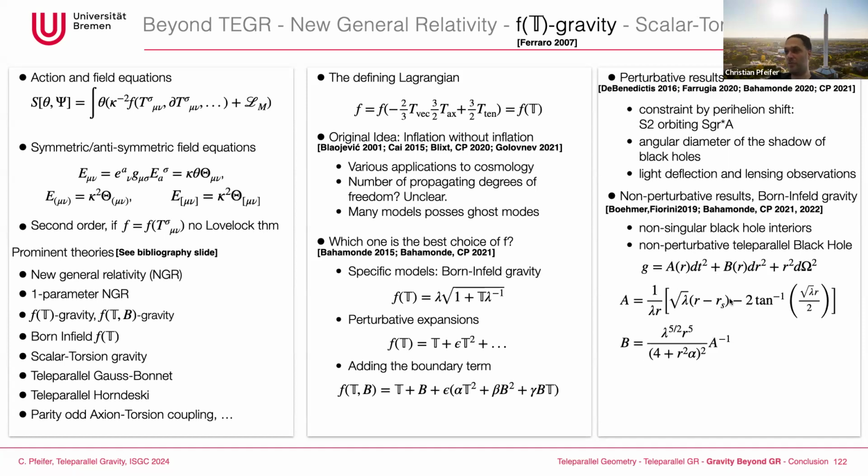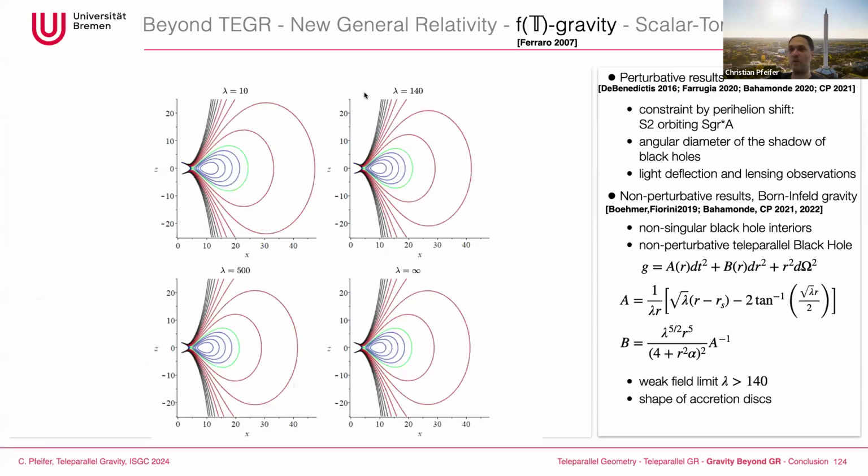And the solution, the non-perturbative teleparallel black hole, it's the only one in f of T gravity for Born-Infeld gravity, which is non-perturbative to my knowledge, takes this form that we have the theory parameter lambda, and that we have this tangent correction here. And in the weak field limit, we find from the post-Newtonian analysis, so to say, that lambda must be larger than 140. And we also derived the shape of accretion disks, where one sees here with the same parameters, the accretion disk model for a Schwarzschild black hole, and then modifications due to the lambda, to the teleparallel modification.